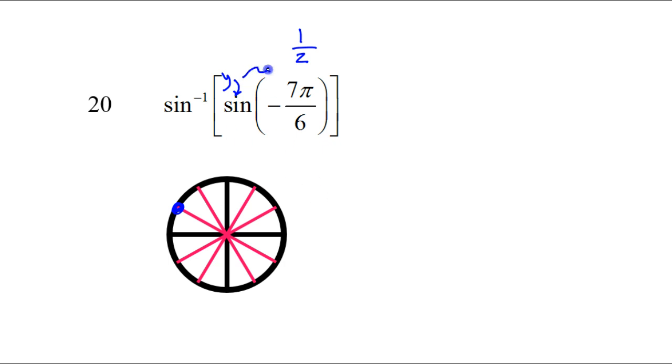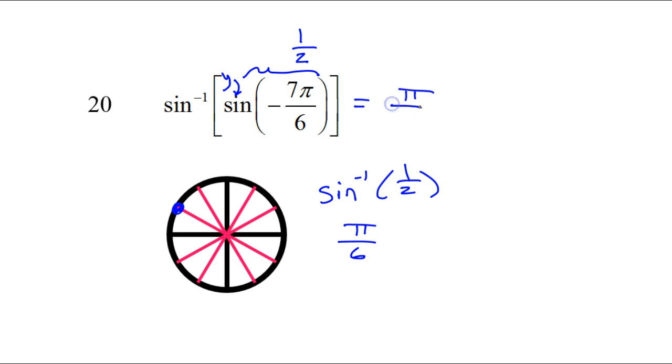So that means this inner function here has a value of positive 1/2, which brings me to the outer function, inverse sine of 1/2. Inverse sine is just an angle. It's the angle whose sine is 1/2. So what angle has a sine of 1/2? I'm hoping this is one of the values that you have memorized. The sine of pi over 6 is equal to 1/2. That's why the answer is simply pi over 6. And that is the answer to number 20.